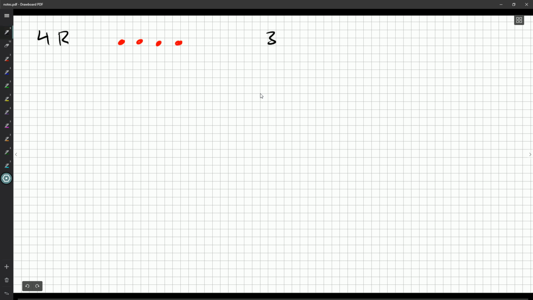Now, maybe we don't have 4 red. Maybe we only pick 3 red. Well, then you'll have to pick 1 green because you've got 4 balls picked in total. Now, the question is, where's that green ball going to go? We've got 4 positions, and the green ball could go in any one of them. You could have the green at the start, green in the 2nd position, green in the 3rd position, green in the 4th position. There's one way with 4 red. There's 4 ways with 3 red and 1 green.